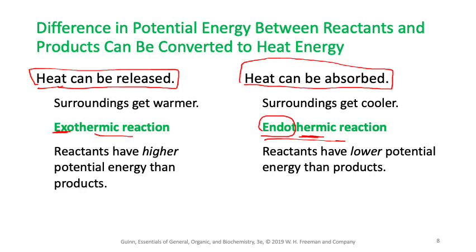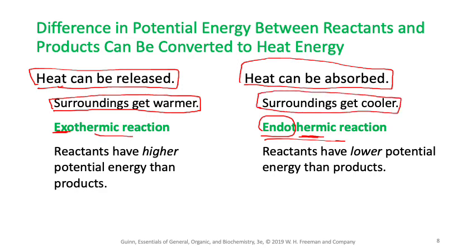In an exothermic reaction, if the heat is getting released into the environment, that means the surrounding is getting warmer, because the surrounding is getting the extra heat that the reaction had. For an endothermic reaction, the surrounding is getting cooler, because if the reaction is absorbing heat, where is it getting the heat from? From the surrounding. If it's taking heat from the surrounding, it will cool down the surrounding temperature.